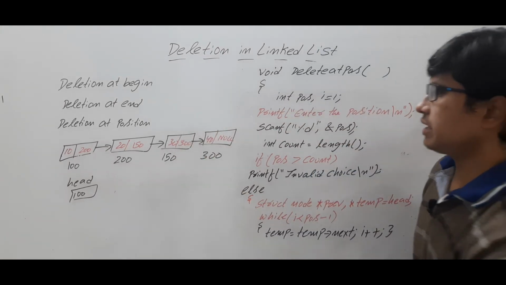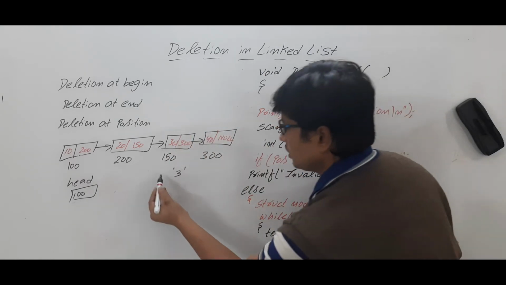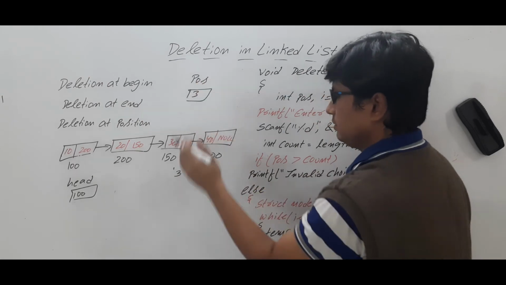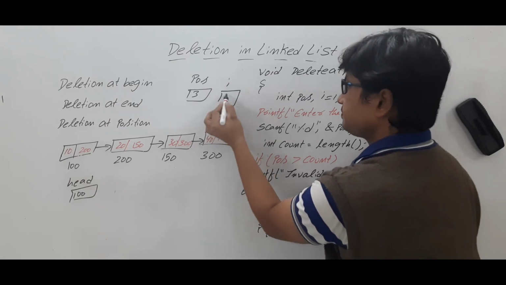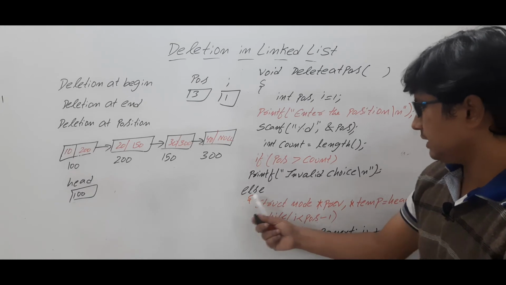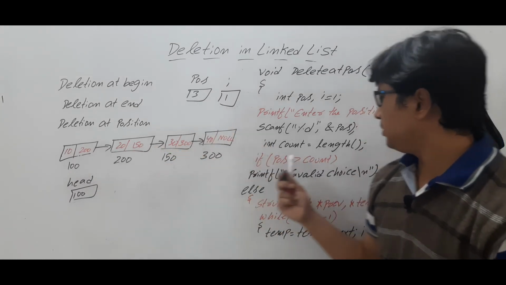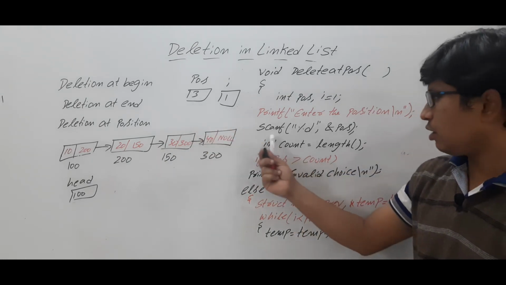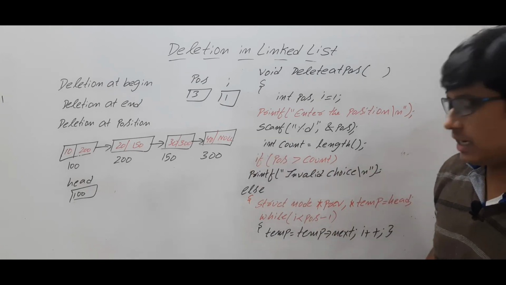Let's take that the user has entered the position as 3. Just consider that position is equal to 3. So in a variable called POS, you have the value 3. Is it clear? Now i is equal to 1, that is what we have initialized. Now let's check. This condition is failed because the length will be 4, so position is less than the count value. So it will come to the else block.